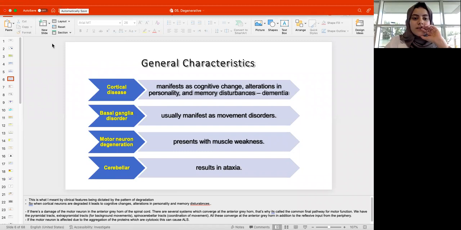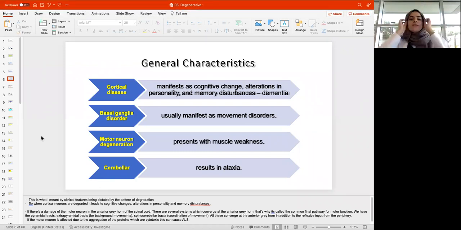So now we have these. Okay, so this here he classified it basically according to the location. So as I said, each location presents with a certain set of clinical features. If it's a cortical disease, it will have cognitive problems like memory deficits, memory disturbances, personality changes is a big thing, behavioral changes, basal ganglia, movement disorders, motor neuron degeneration, mainly muscle weakness. If it's an upper motor neuron lesion, what will it cause?